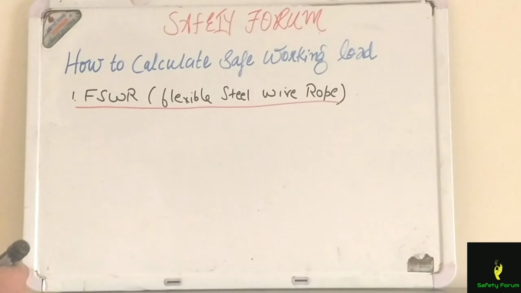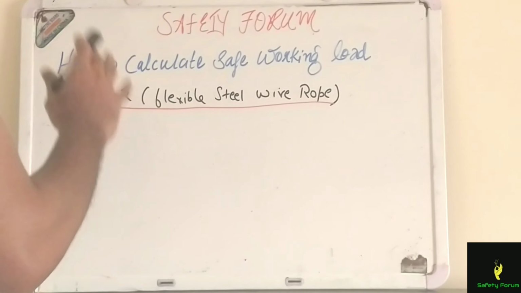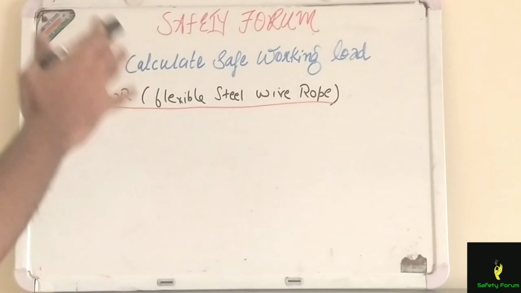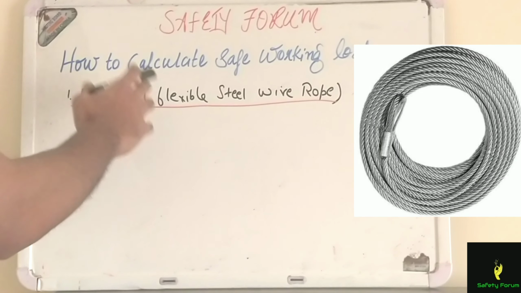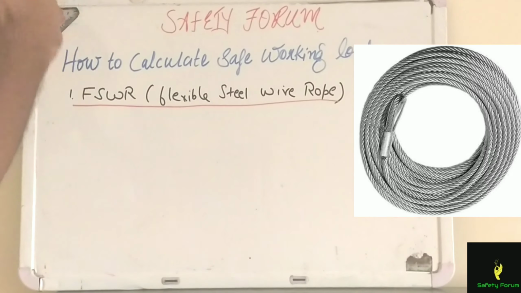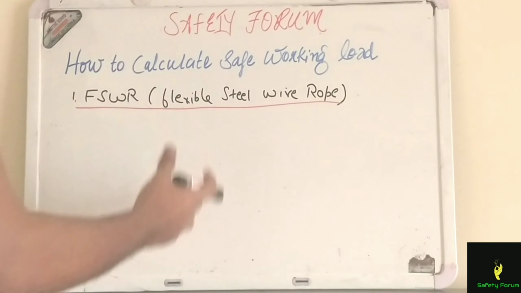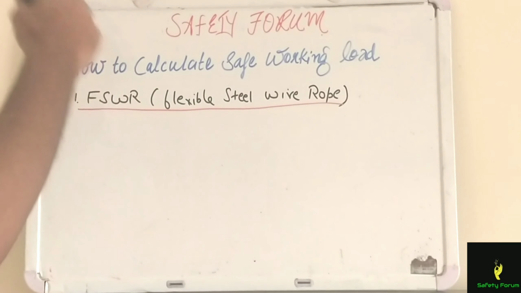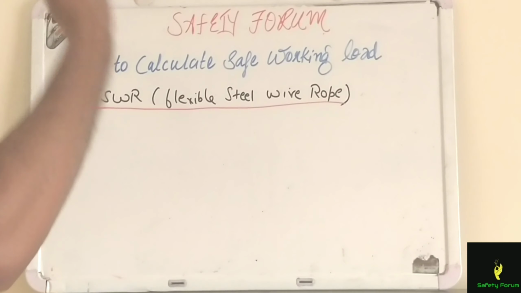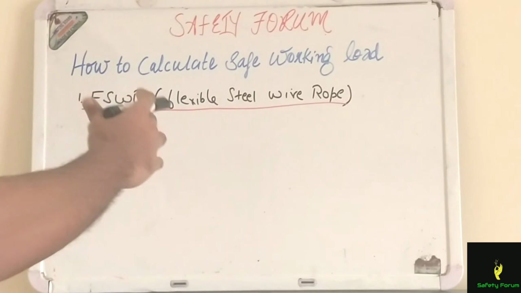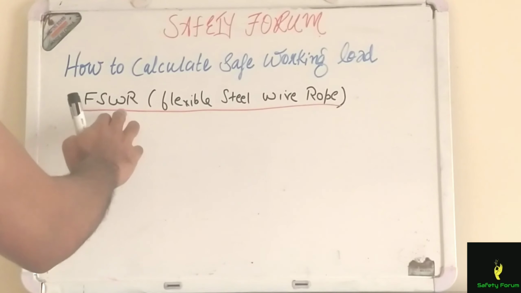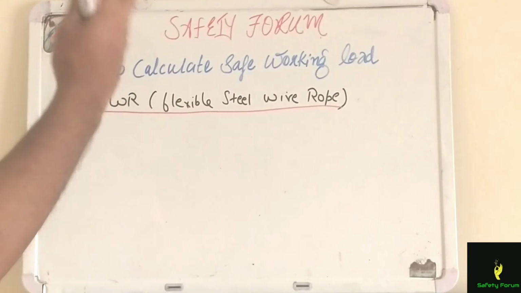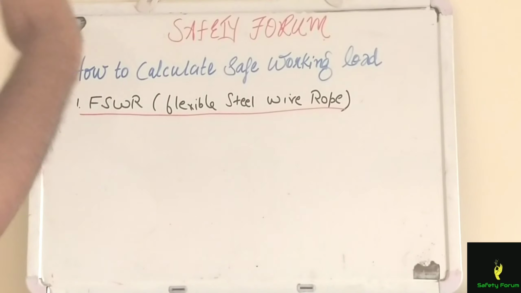So friends, first we will be calculating the safe working load for the FSWR, which is flexible steel wire rope. We will be seeing how to calculate the safe working load for the FSWR, which you can see in the picture. We are using a standard formula for FSWR, which is very much approved, and we will be seeing how to calculate it using a simple formula. So let us get into this.